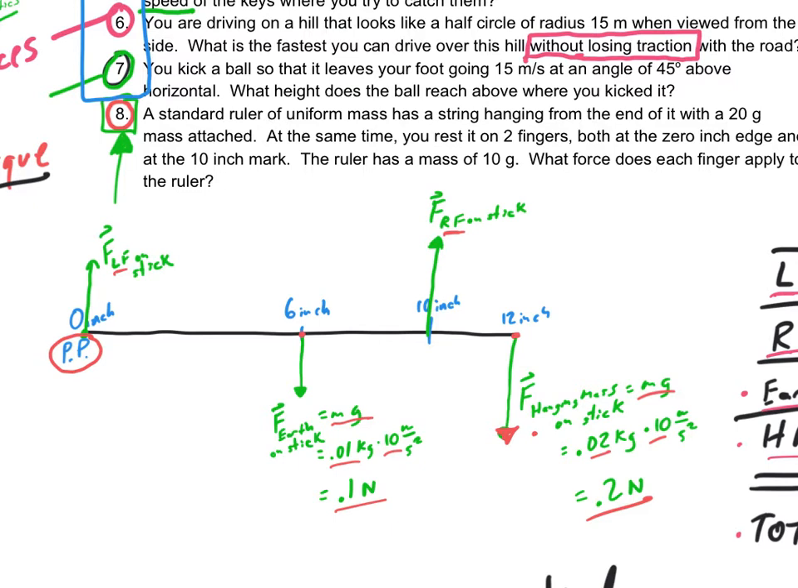It's being supported by two objects, your left finger and your right finger. The left finger is supporting it at the 0 inch mark, and the right finger is supporting it at the 10 inch mark, as mentioned in the problem. I labeled this point over here as a pivot point. Here's why I labeled that as the pivot point.